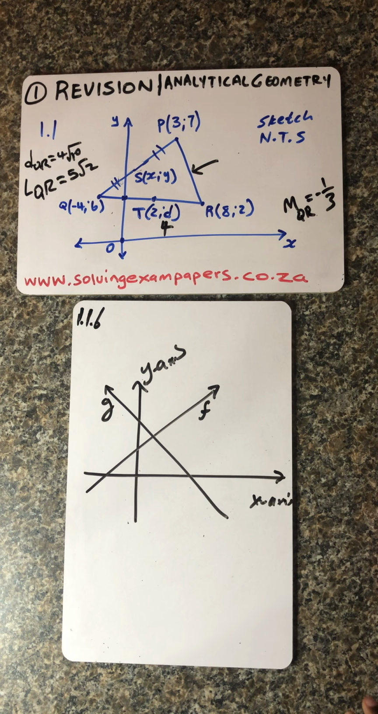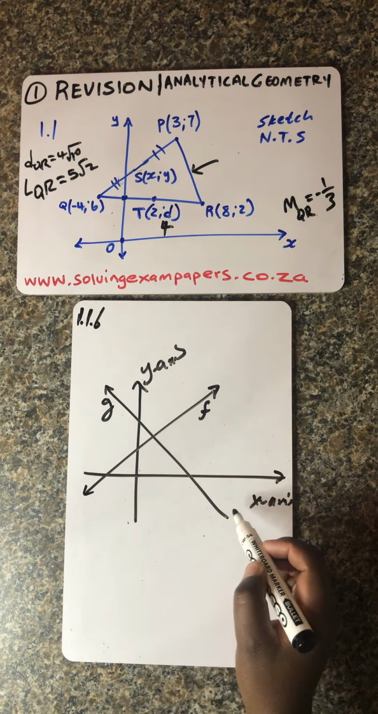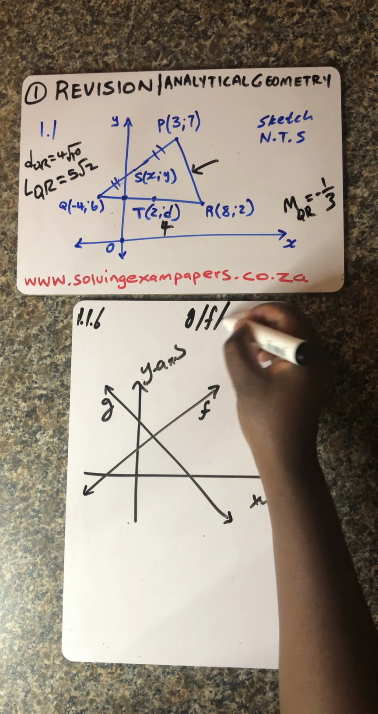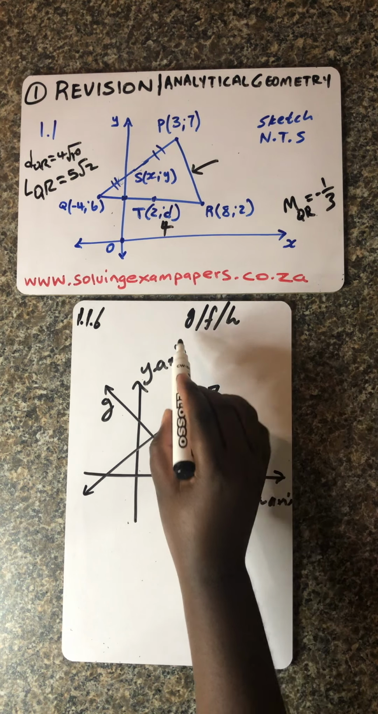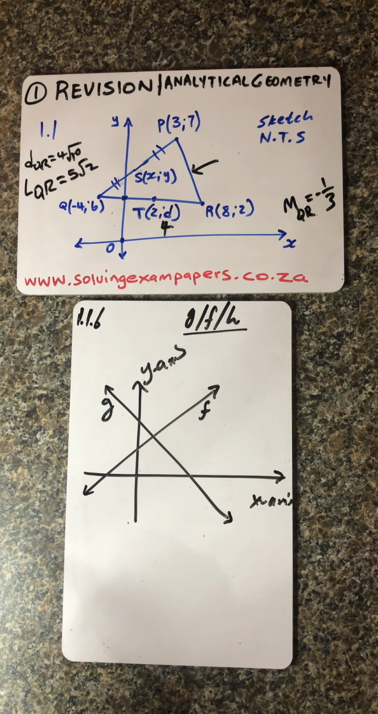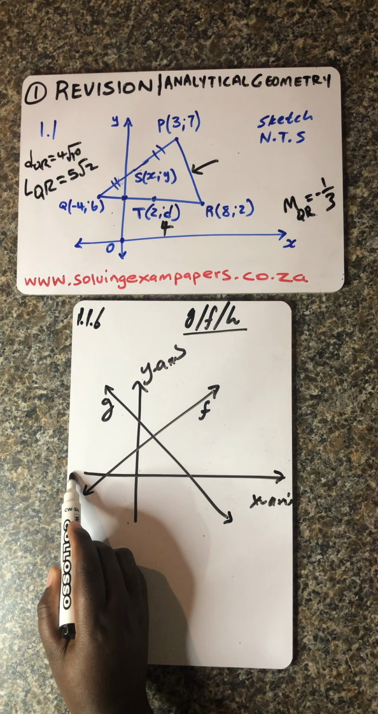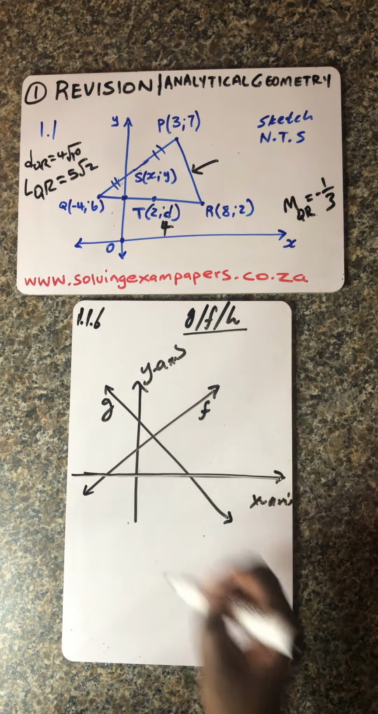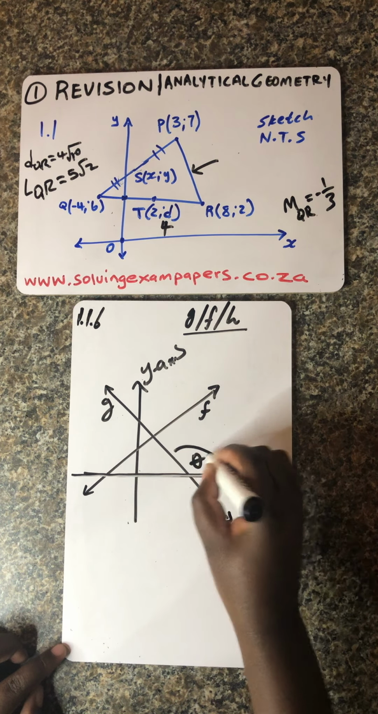Remember guys, these straight lines are represented by letters as well. So you normally have the graph of G, the graph of F, or the graph of H, or whatever. In most cases they like using these letters to represent the functions. So ladies and gentlemen, the angle of inclination is that angle formed between the x-axis and the straight line. So for that line of G, this is the angle of inclination.